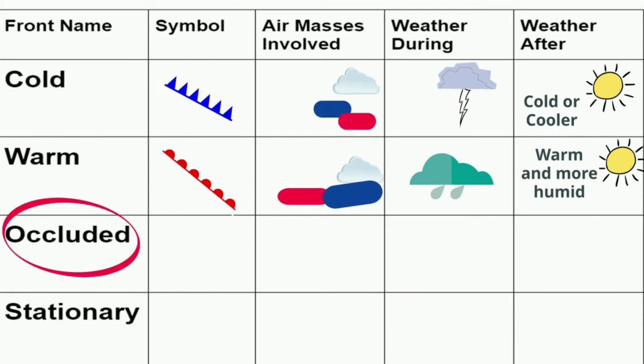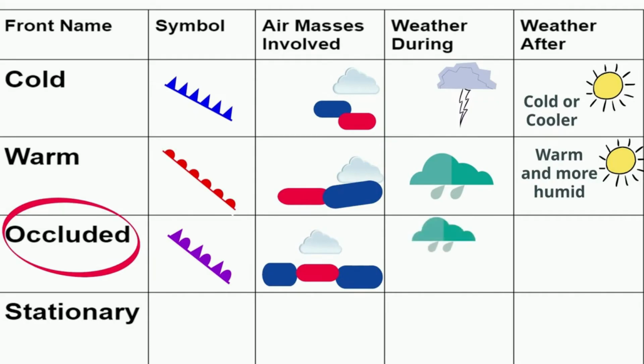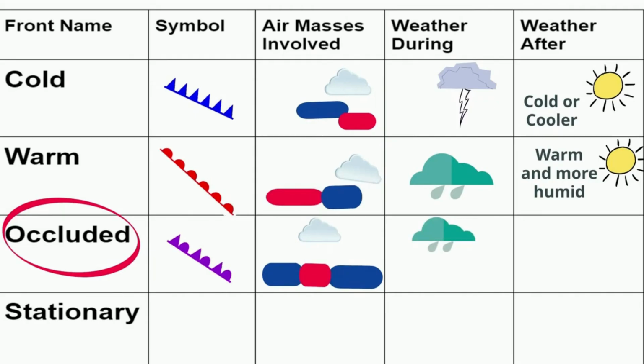An occluded front, here's the symbol. Notice that you have warm air sandwiched between cold air. An occluded front has three air masses involved. Warm air gets caught between two cold or cooler air masses. Along an occluded front, you can see rain or snow, and it may be heavy, or this front may have weather similar to a cold front, which will include thunderstorms. After an occluded front passes, you will have fair skies and cooler air.